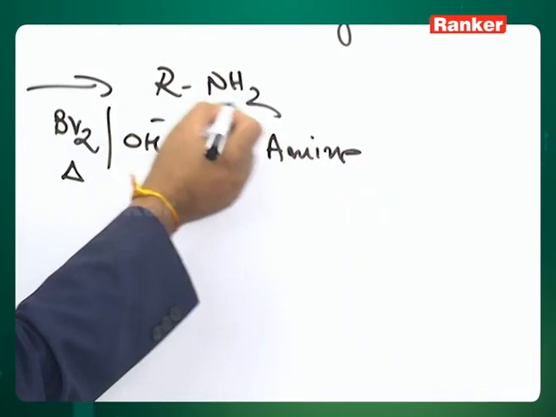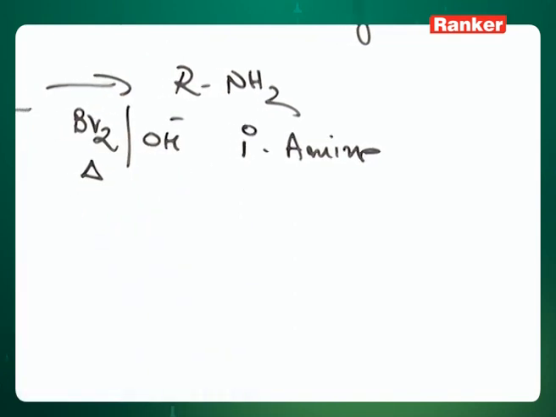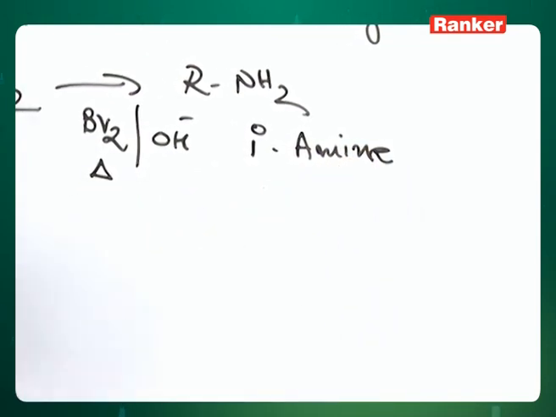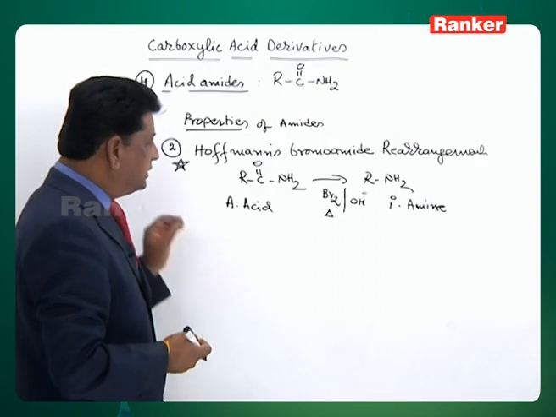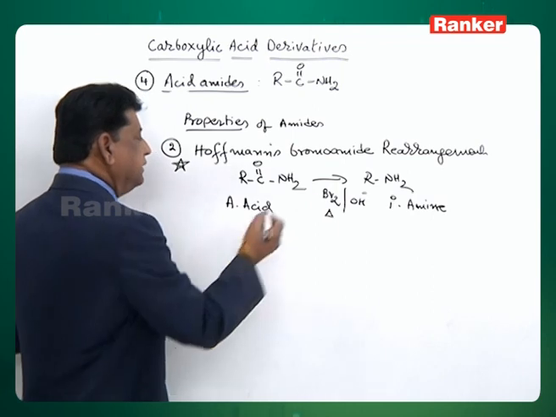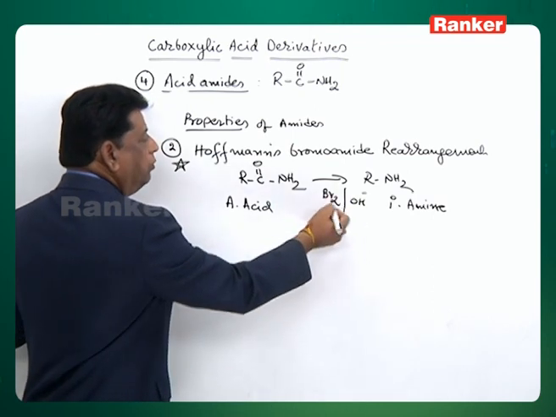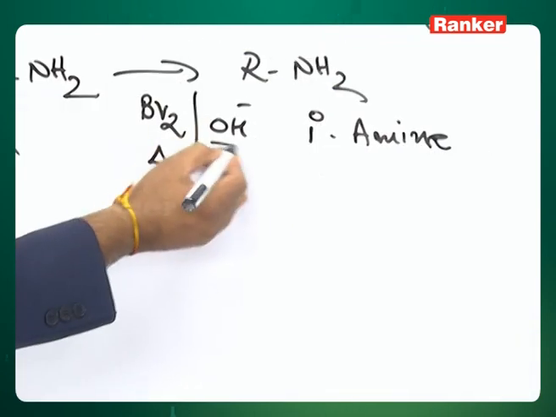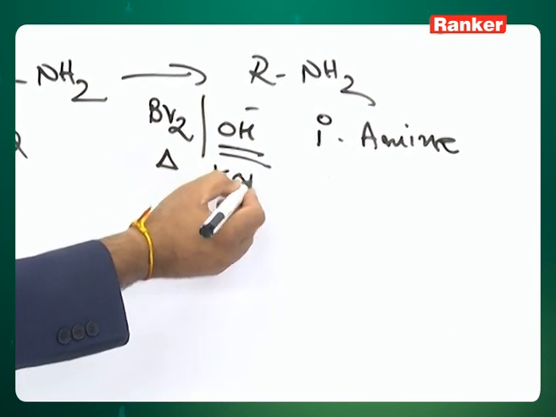If 2 R's are there in ammonia, that is a 2 degree amine. Specifically, the product formed is a 1 degree amine. This conversion is known as Hofmann's bromamide rearrangement. In this reaction, the reagents are bromine and KOH as the base.